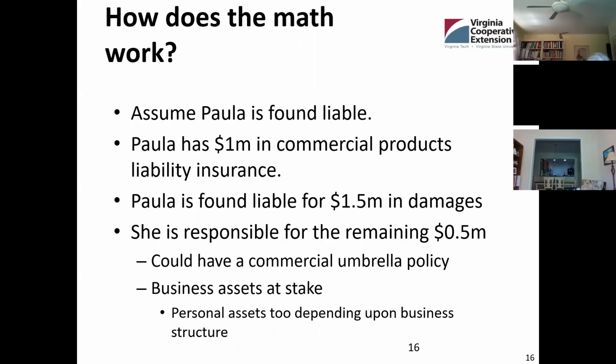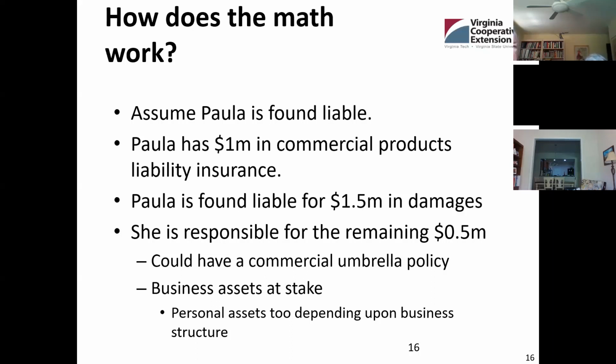So how does she come up with that $500,000? Well, she may have a commercial umbrella policy. A commercial umbrella policy is a secondary form of insurance, and it only kicks in once the primary insurance has been exhausted. So in this case, let's say that she has an umbrella policy that also covers $1 million. If she does, it would cover any type of loss between $1 million and $2 million. So in this example, if she has a $1 million umbrella policy, that would pay the additional $500,000.